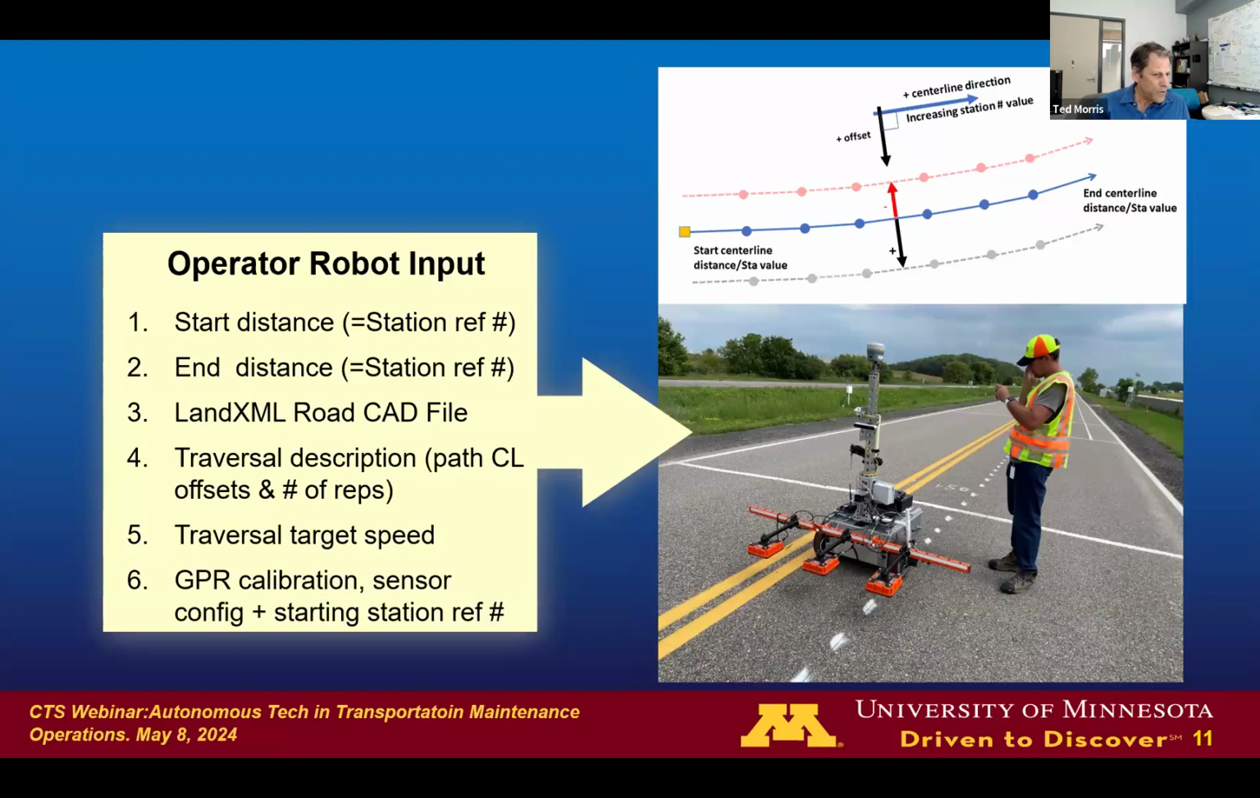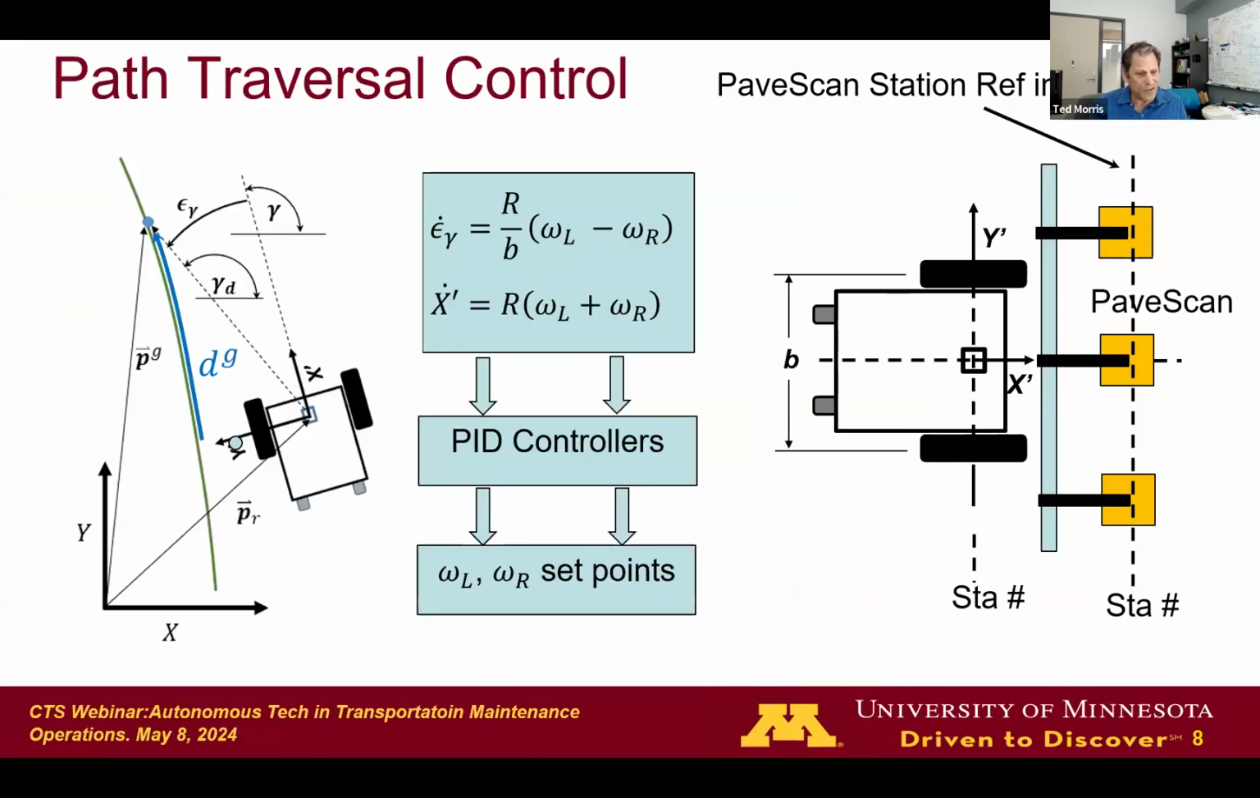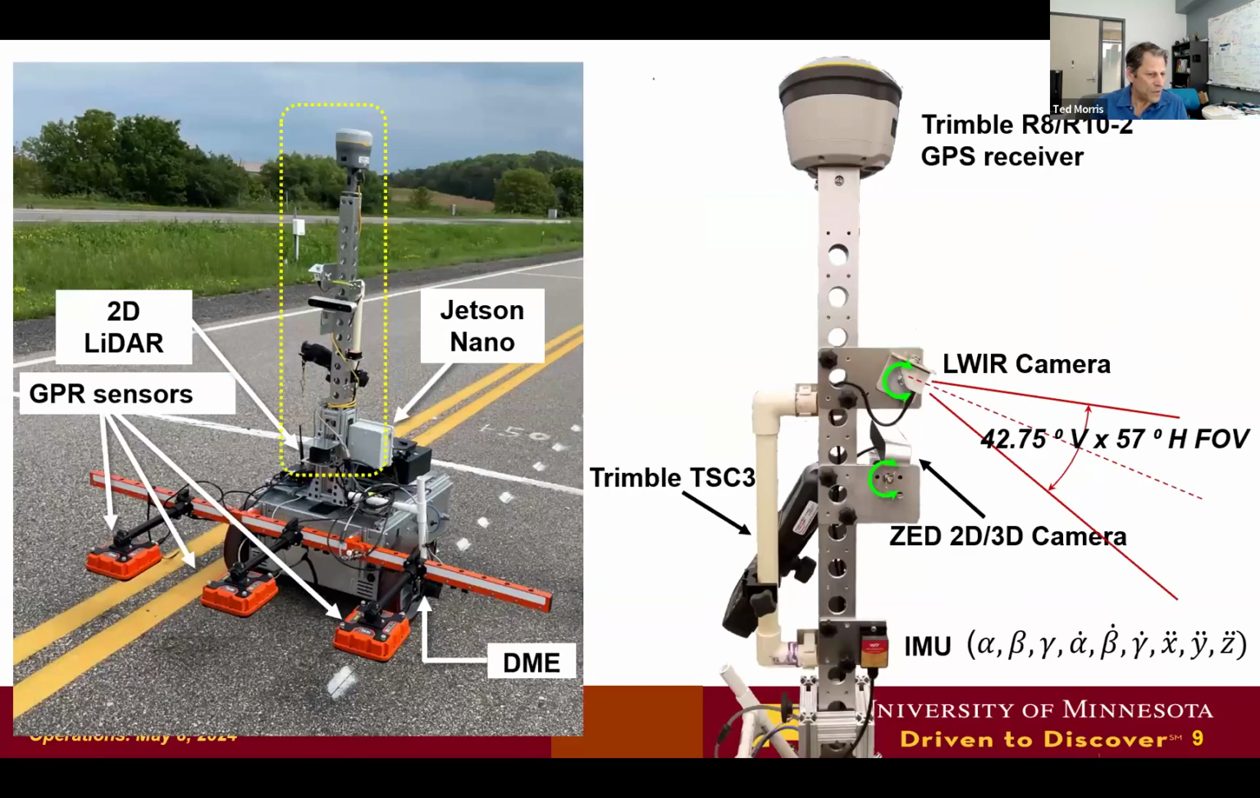So the input of this, when you work with this, is you give it a starting station and an end distance station reference. And as mentioned in the earlier slide, I should just point out quickly, on the right side is the station number. This is actually a very subtle but important piece of information, as the PAVE scan uses a different kind of reference for where the sensors are as compared to the stationing of where the robot thinks it is. So you account for those things.